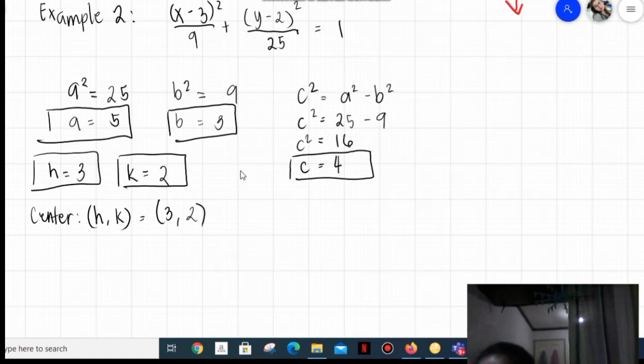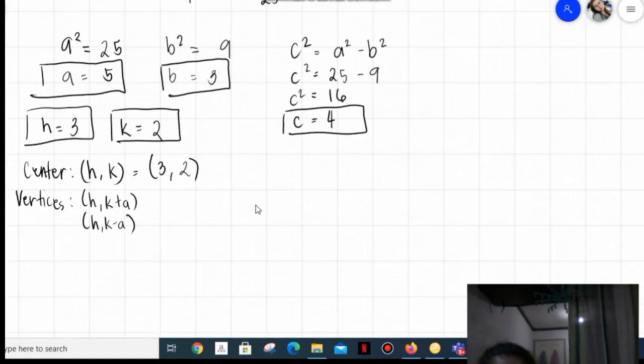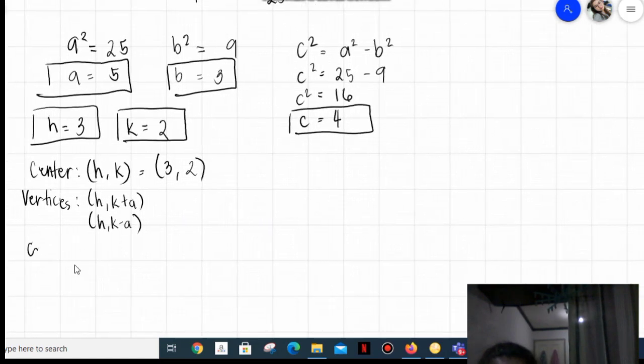Next naman natin is the vertices. So, kunin na natin yung vertices and co-vertices. So, vertices, ang formula natin for vertices is H, K plus A, and then we have H, K minus A. And then, yung ating co-vertices naman, ang formula, para pag-diretsin natin mamaya. So, ang co-vertices naman natin is H plus B, and then K, and then we have H minus B, and then K.